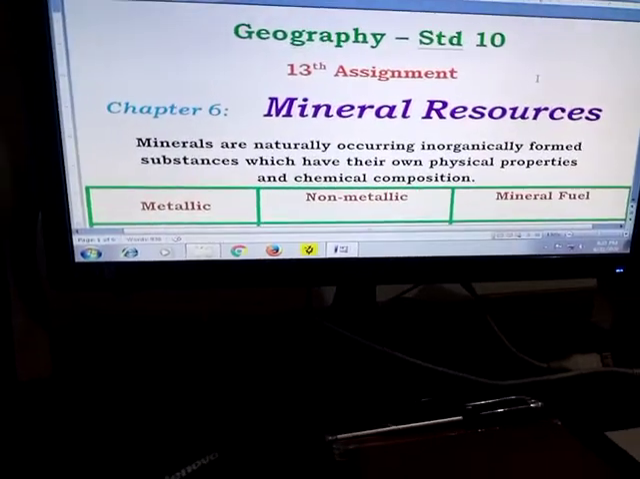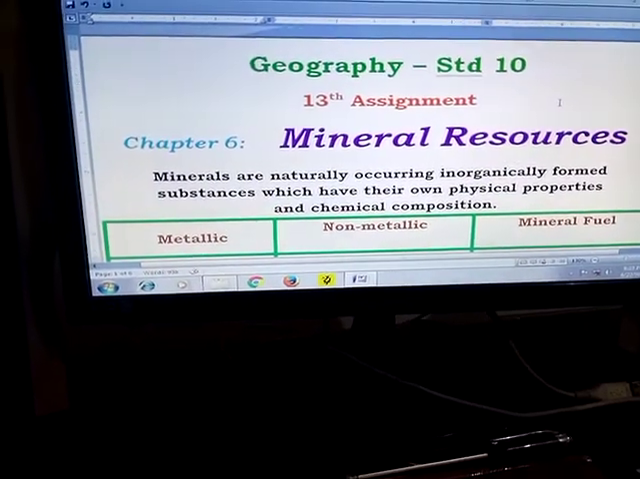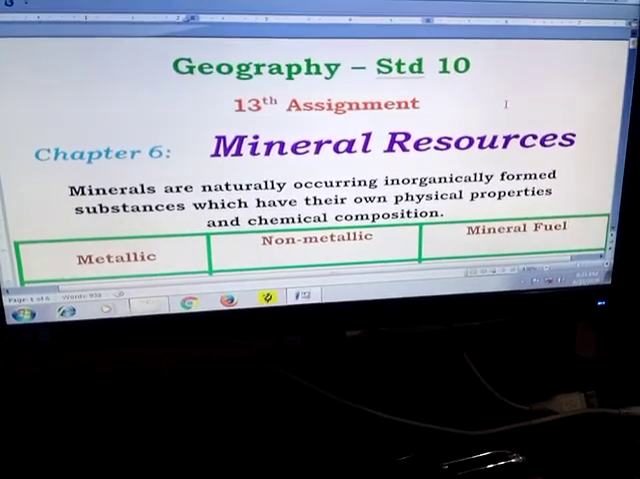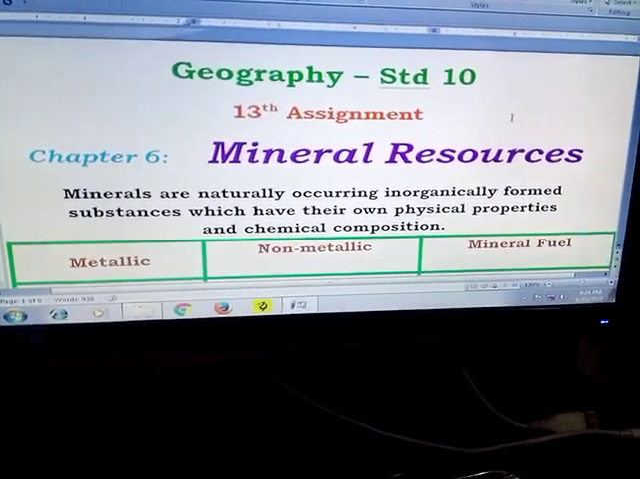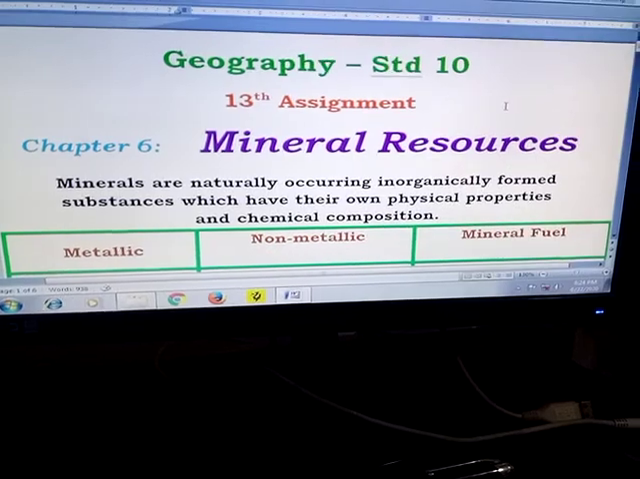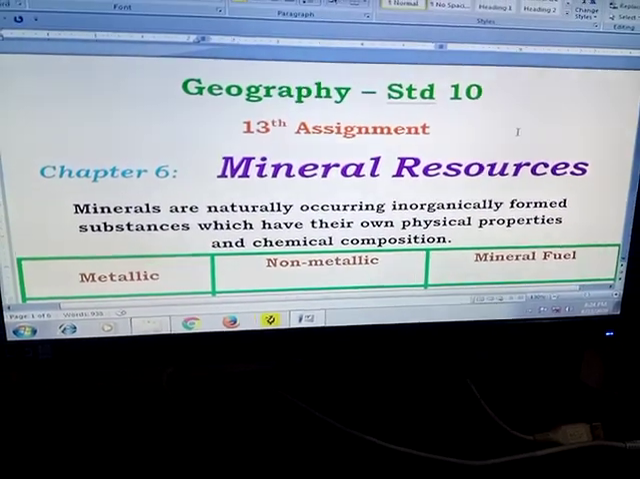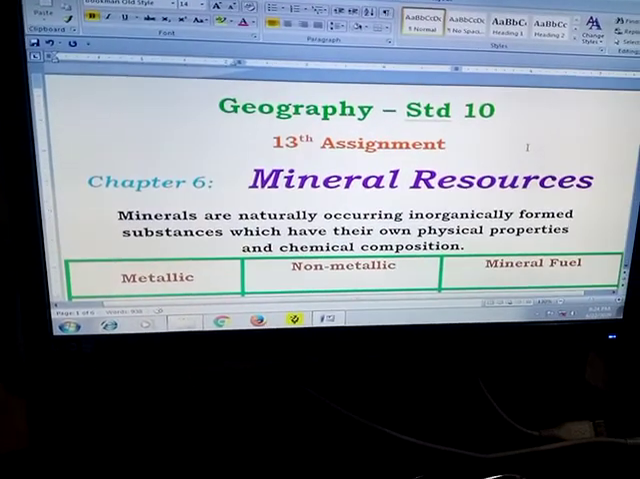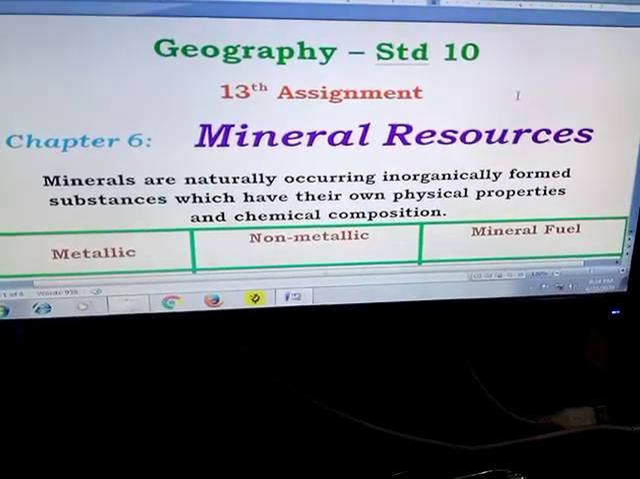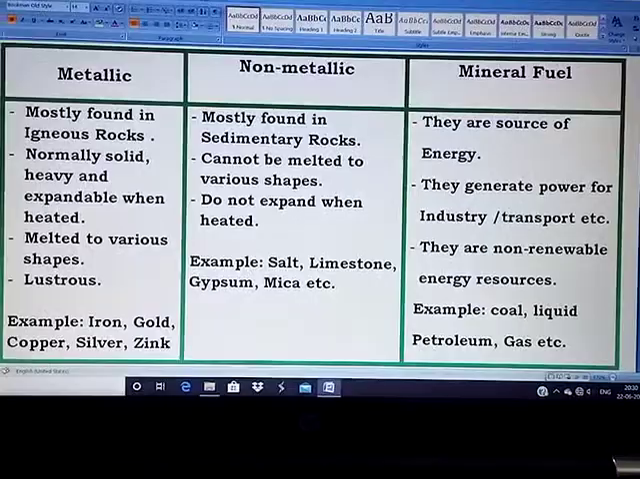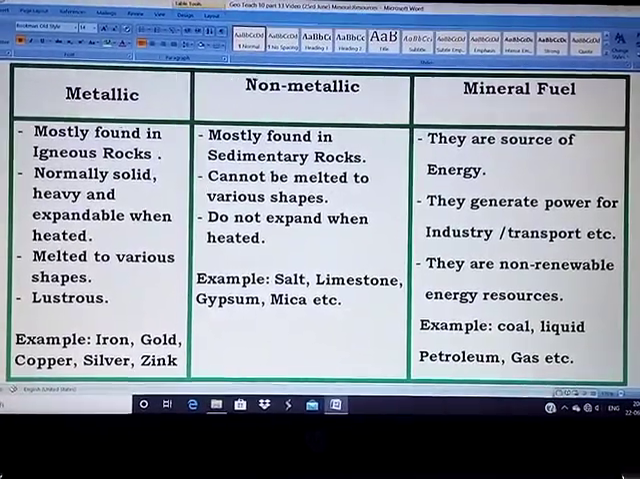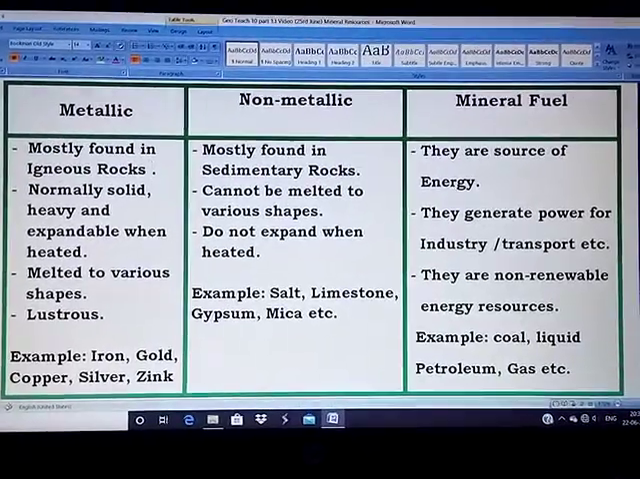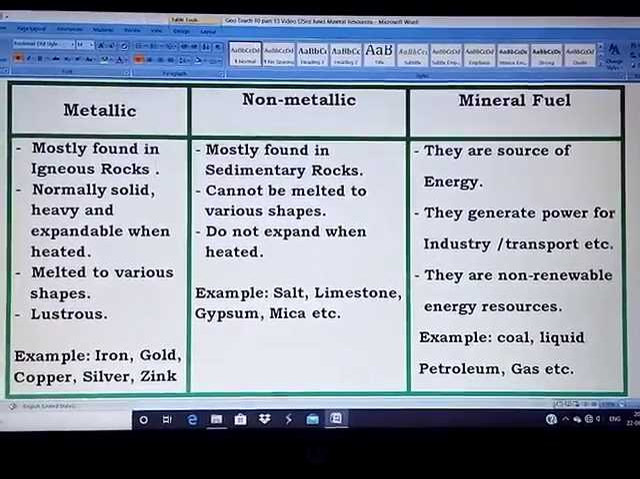Now, what is a mineral? Minerals are naturally occurring, inorganically formed substances which have their own physical properties and chemical compositions. We are not doing chemistry here, but in general, what is a mineral that we are expected to know? In general, minerals are of three kinds: metallic, non-metallic, and mineral fuel.